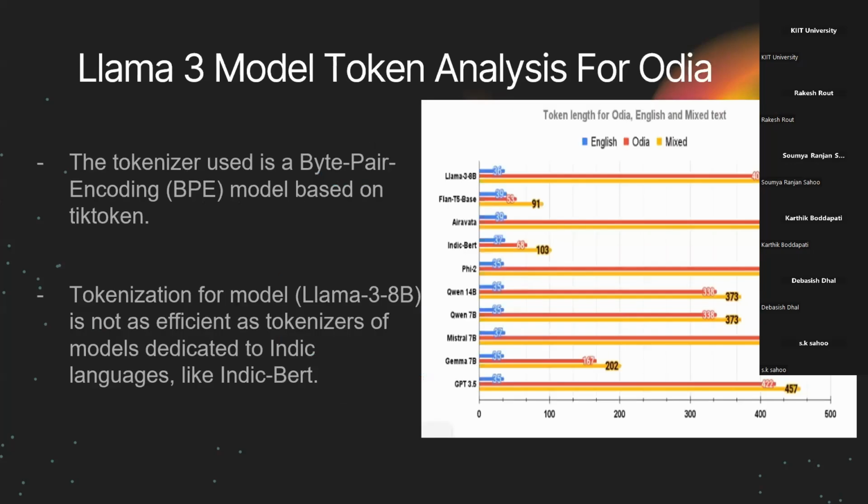Coming to the Llama 3 model token analysis for Odia. Here the graph represents the different models according to the token length of Odia, English, and mixed text. The tokenizer used is byte pair encoding, shortly called BPE, based on tiktoken. The tokenization for Llama 3 8B is not as efficient as the tokenizer of models dedicated to Indic languages.